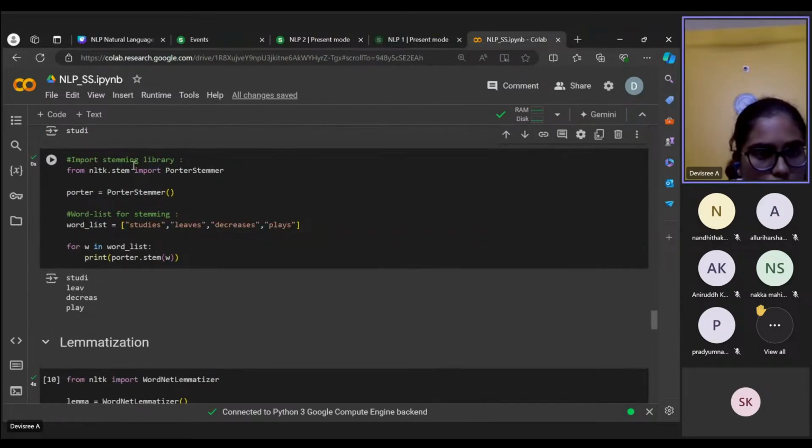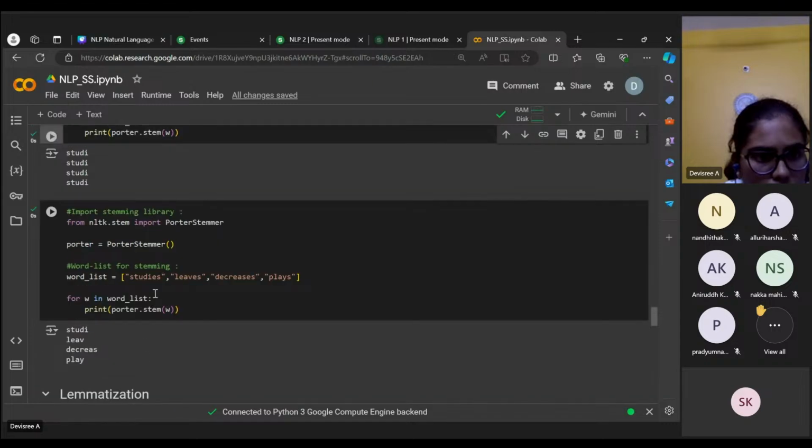This is another example, nltk.stem PorterStemmer. So studies, leaves, decrease, place. For study, leave, as you can see, it just removes the suffixes, as you can see here.